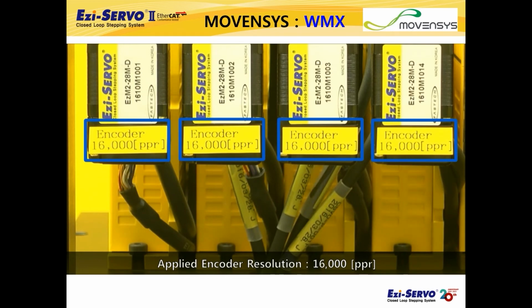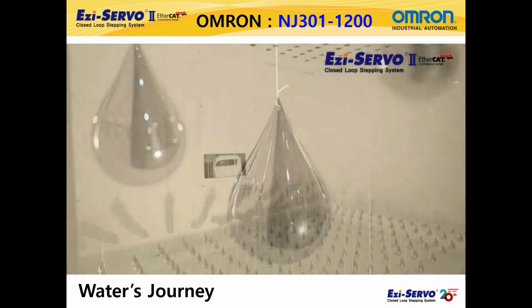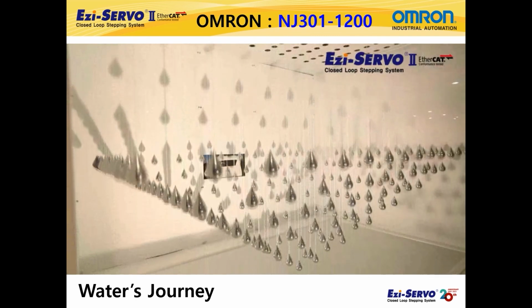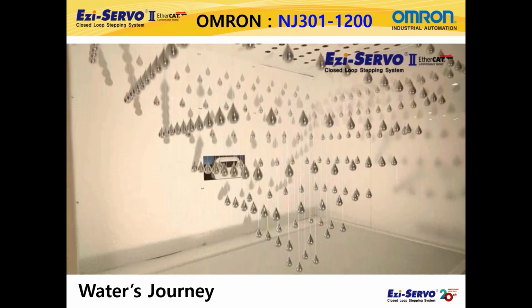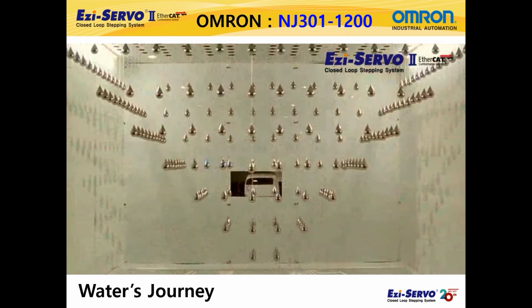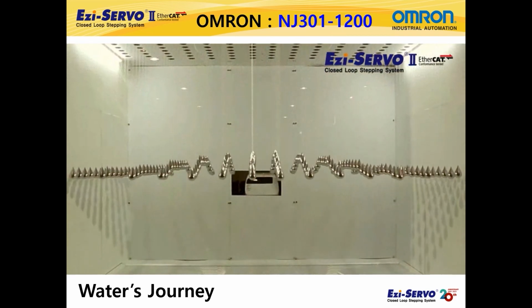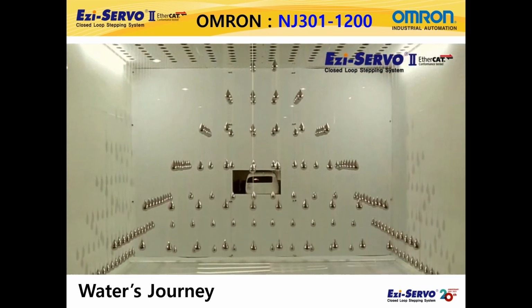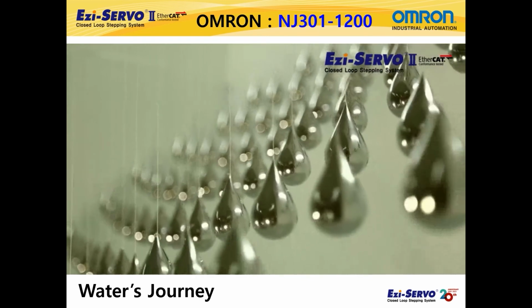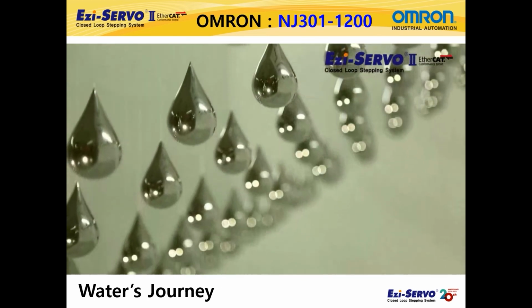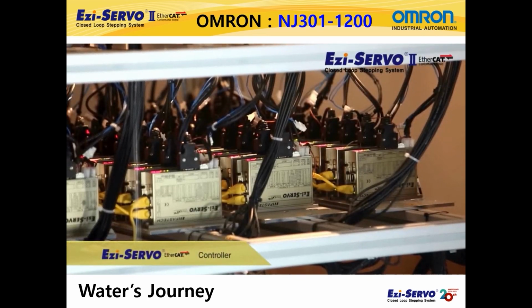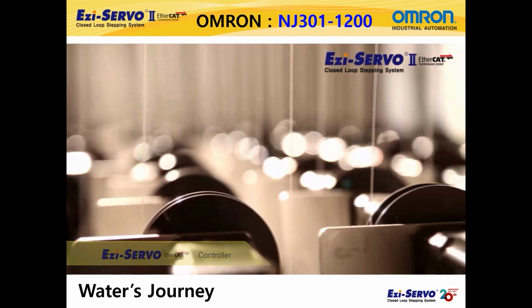The last demonstration is a work of art called Water's Journey that controls 192 axes of Ezi-SERVO II EtherCAT using the EtherCAT Master of Omron in Japan. This demonstration is actually displayed in an exhibition hall called RoboPark located in Bucheon, Korea.